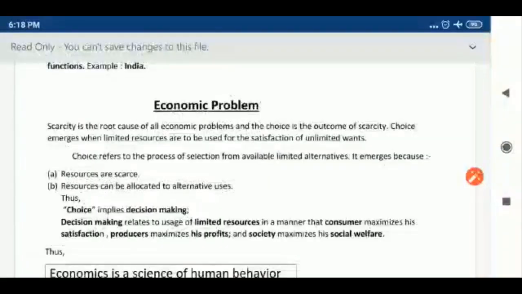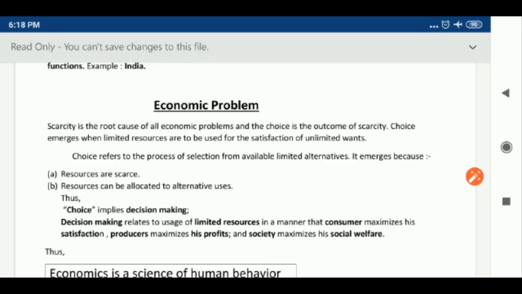Good morning, students. Today I am going to explain a new subtopic, that is economic problem. It is of the same unit, that is Unit 1, Introduction of Economics and Economy. So let's start with the topic economic problem.